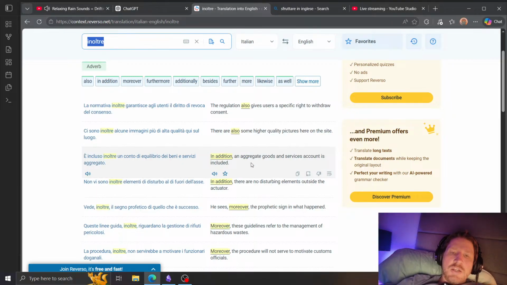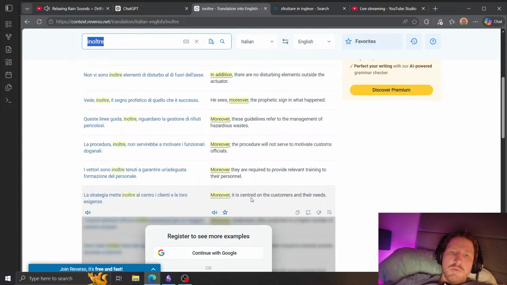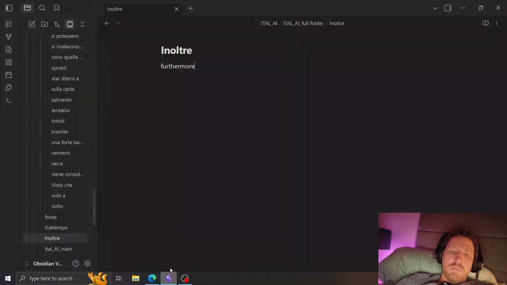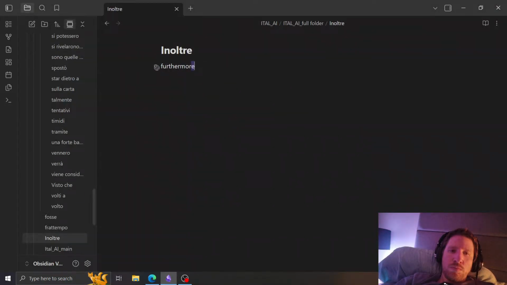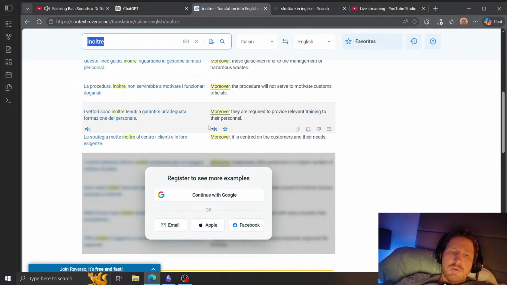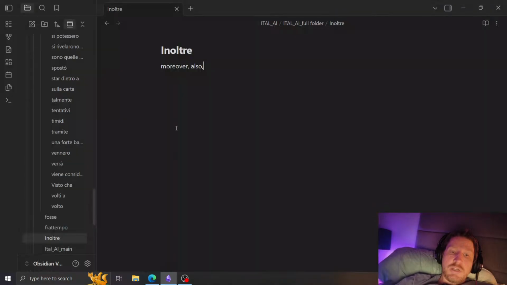Significa in addition, moreover, also. Sì, esattamente. In addition, moreover, also sono tutti sinonimi, quindi puoi scegliere quello che suona meglio nel contesto, ma il senso è lo stesso. I guess that works. Moreover, also, yes, that's a great fit too. In addition.